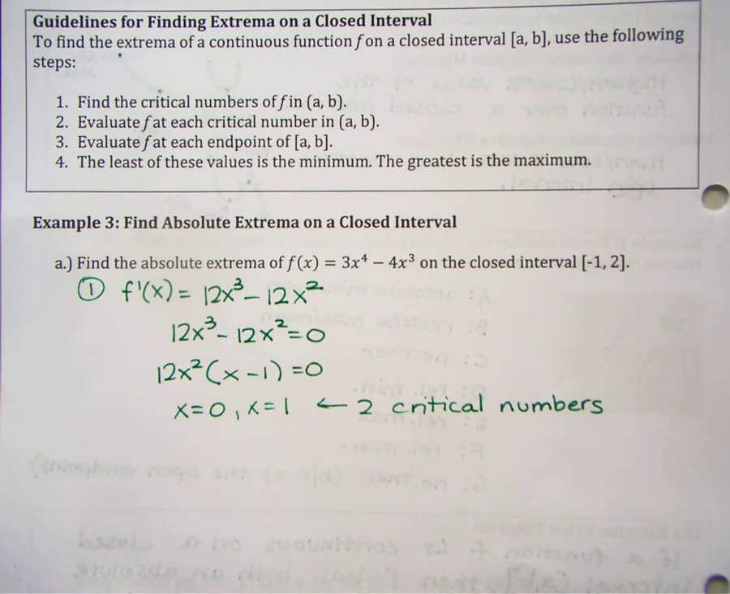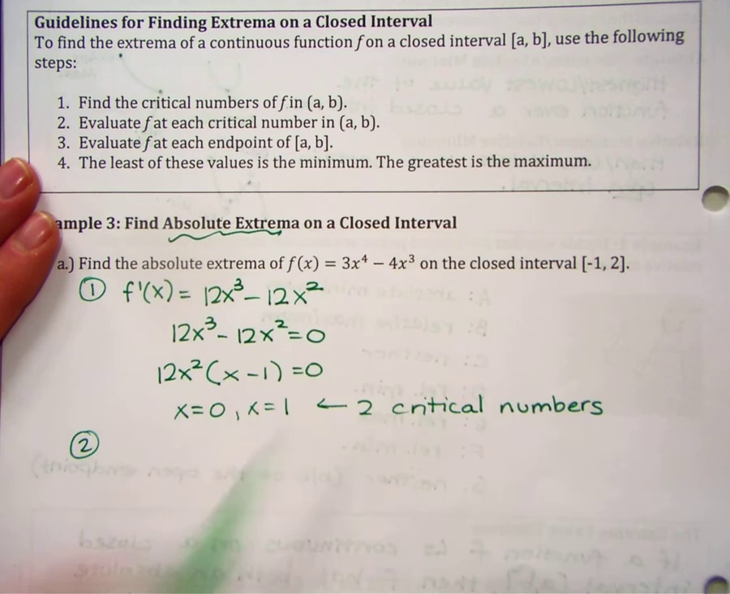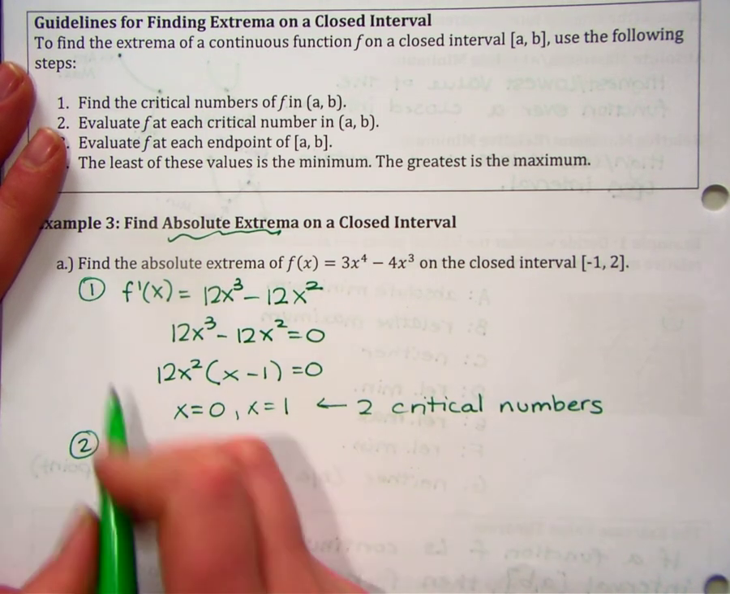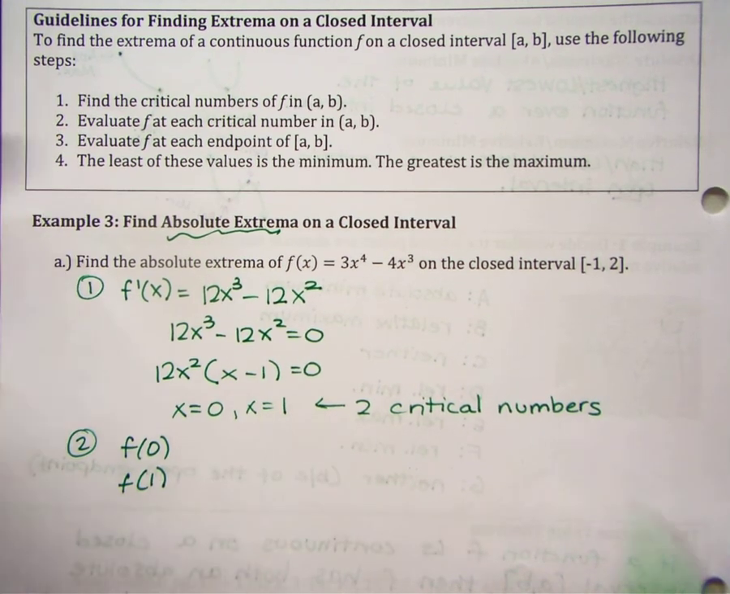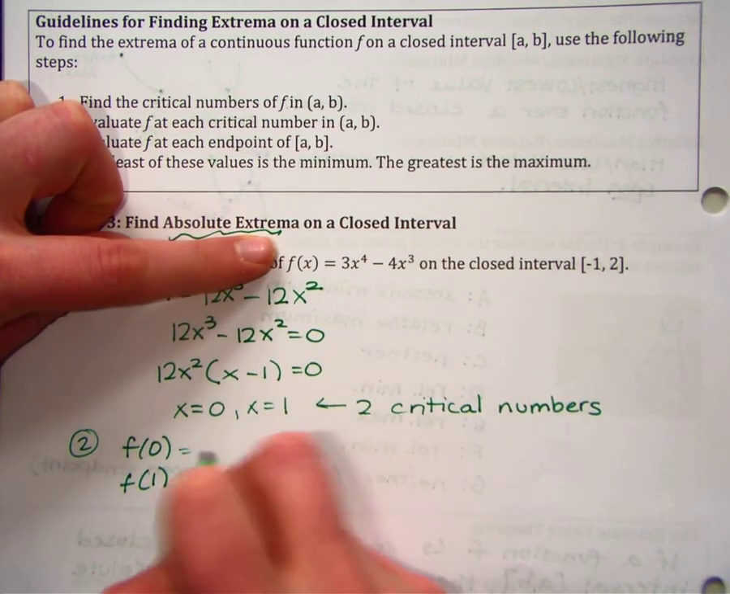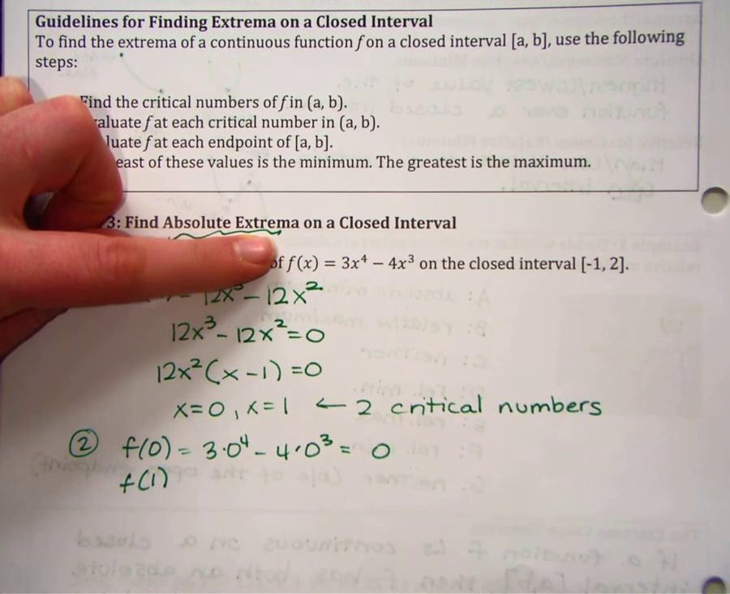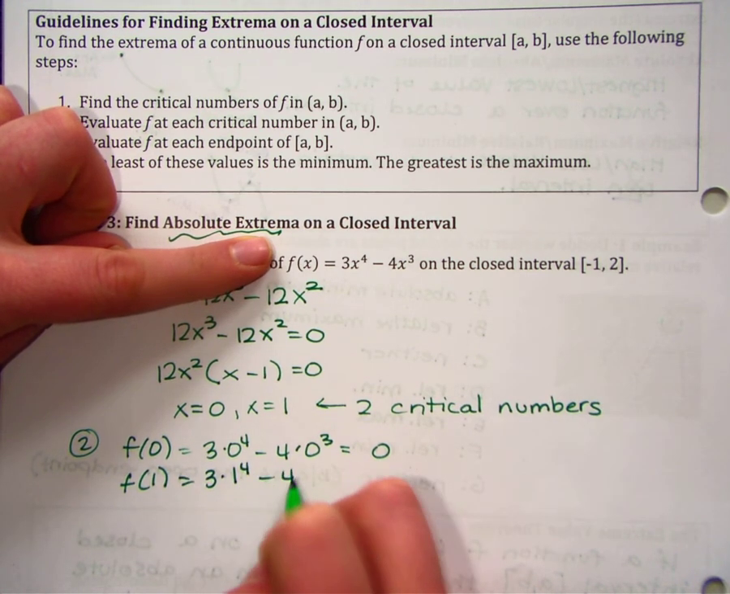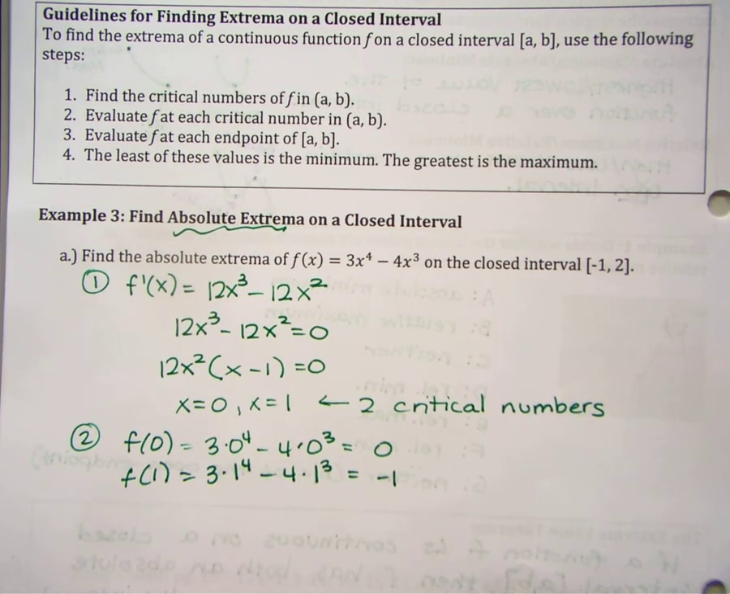Step 2 asks me to evaluate my function at each of those critical numbers. Notice here I'm looking for absolute extrema. This is my procedure for absolute extrema only. We're going to deal with relative extrema in a later section. So what am I going to do? I'm just going to test, well, what is f of 0 and what is f of 1? This just means you're going back and plugging into the function, right? I probably wouldn't show work in my homework, but here, just because it's my notes, I'm going to be a little bit more detailed. So here I would have 3 times 1 to the 4th minus 4 times 1 to the 3rd, and I would get 3 minus 4, or negative 1.